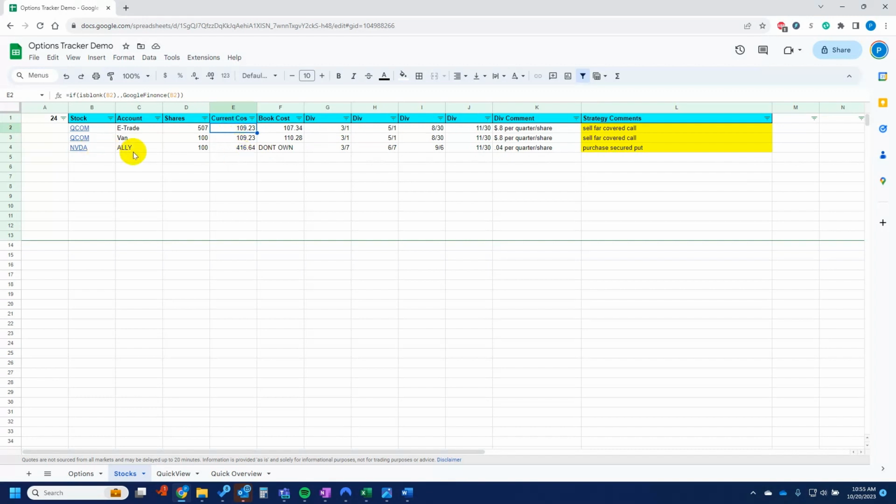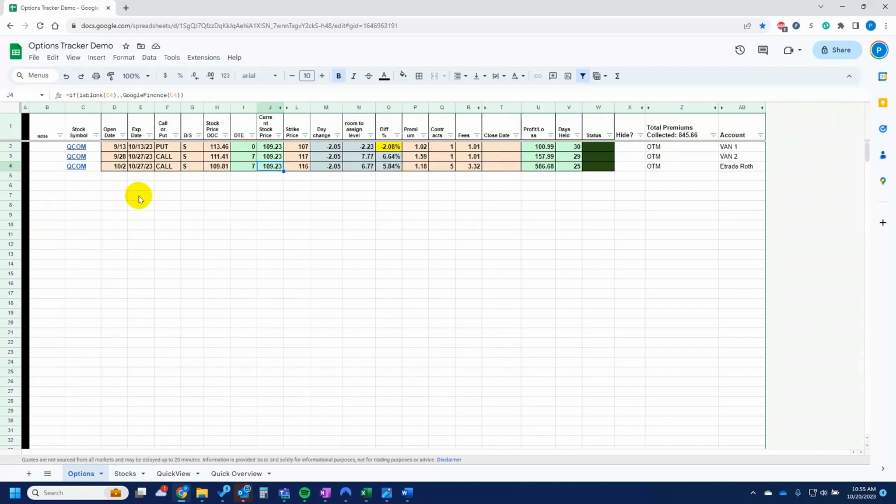This is a stock I don't currently own, NVIDIA, with Ally Bank. My strategy here is a purchase secured put, so 100 shares, current cost $116. I don't own it, but here's the dividend dates and the dividend. So that way I've got my base information for my stocks. This tab, the options tab, shows me the actual transactions I have.